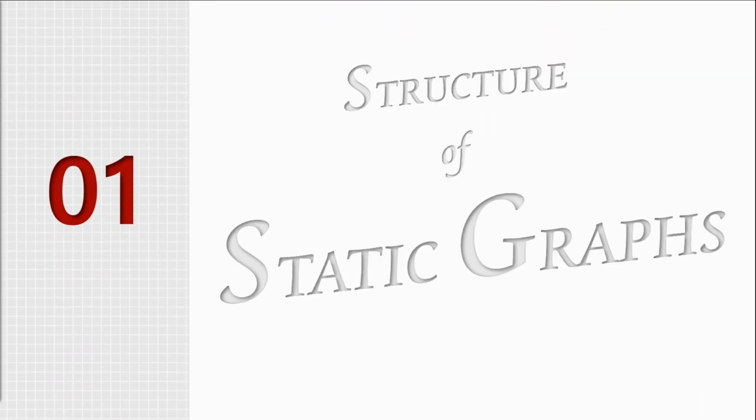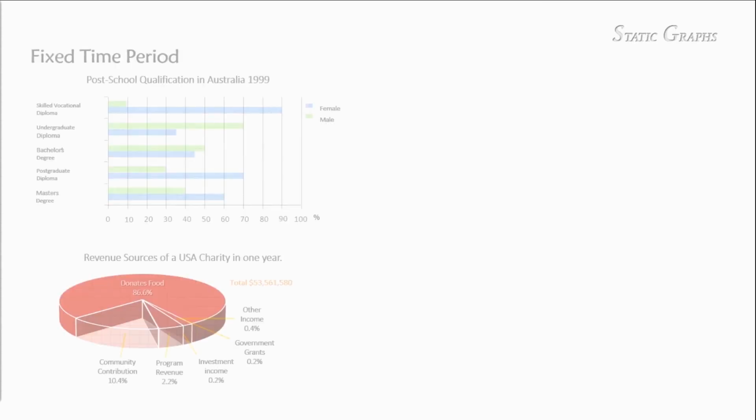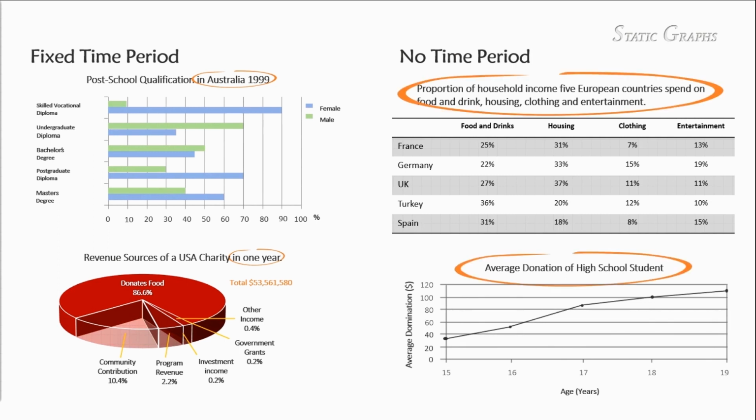Structures of static graphs. Well, first off, static graphs are also called fixed charts because they have a fixed time or no time referred to, so it mainly focuses on the largest or the smallest features or any similarity.